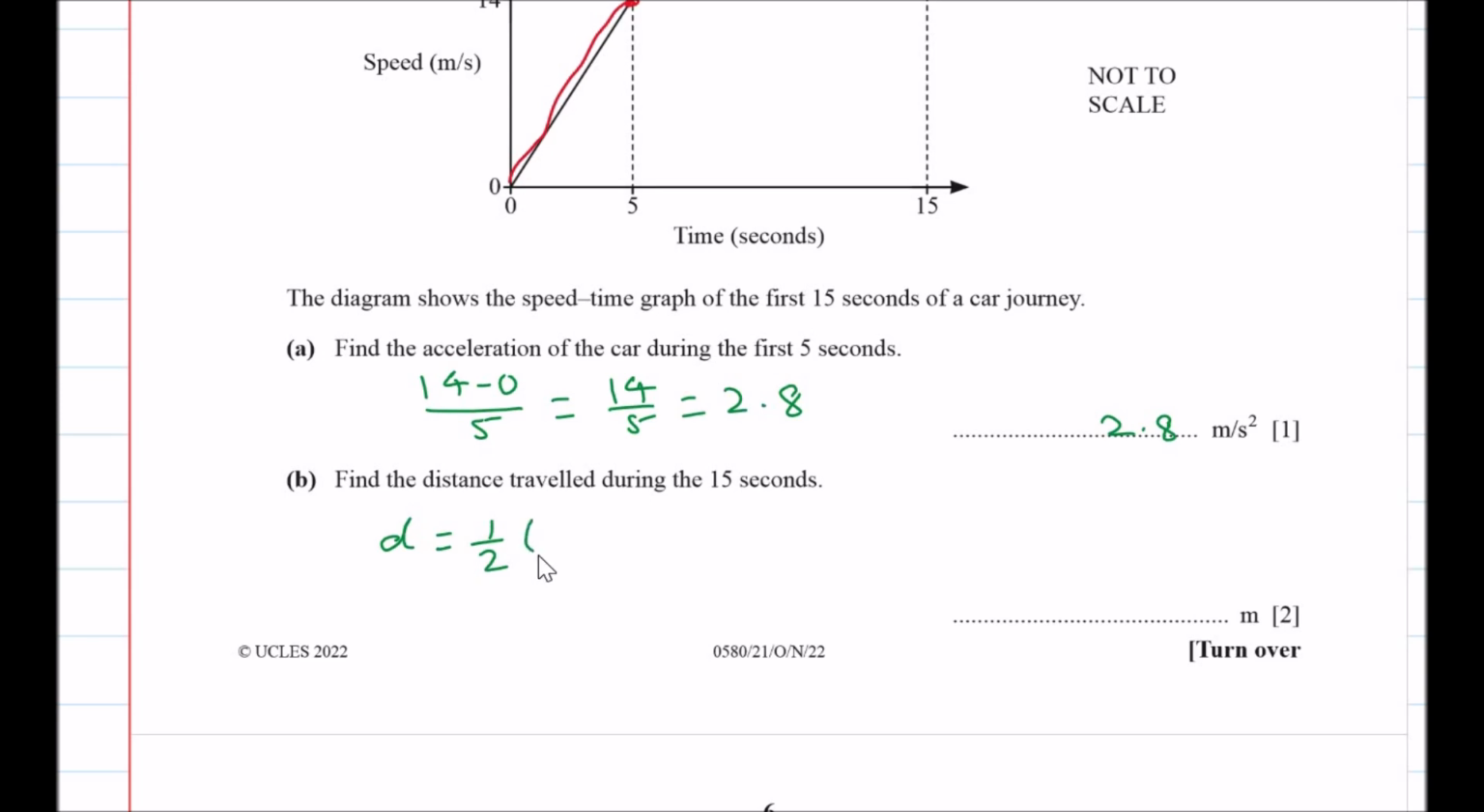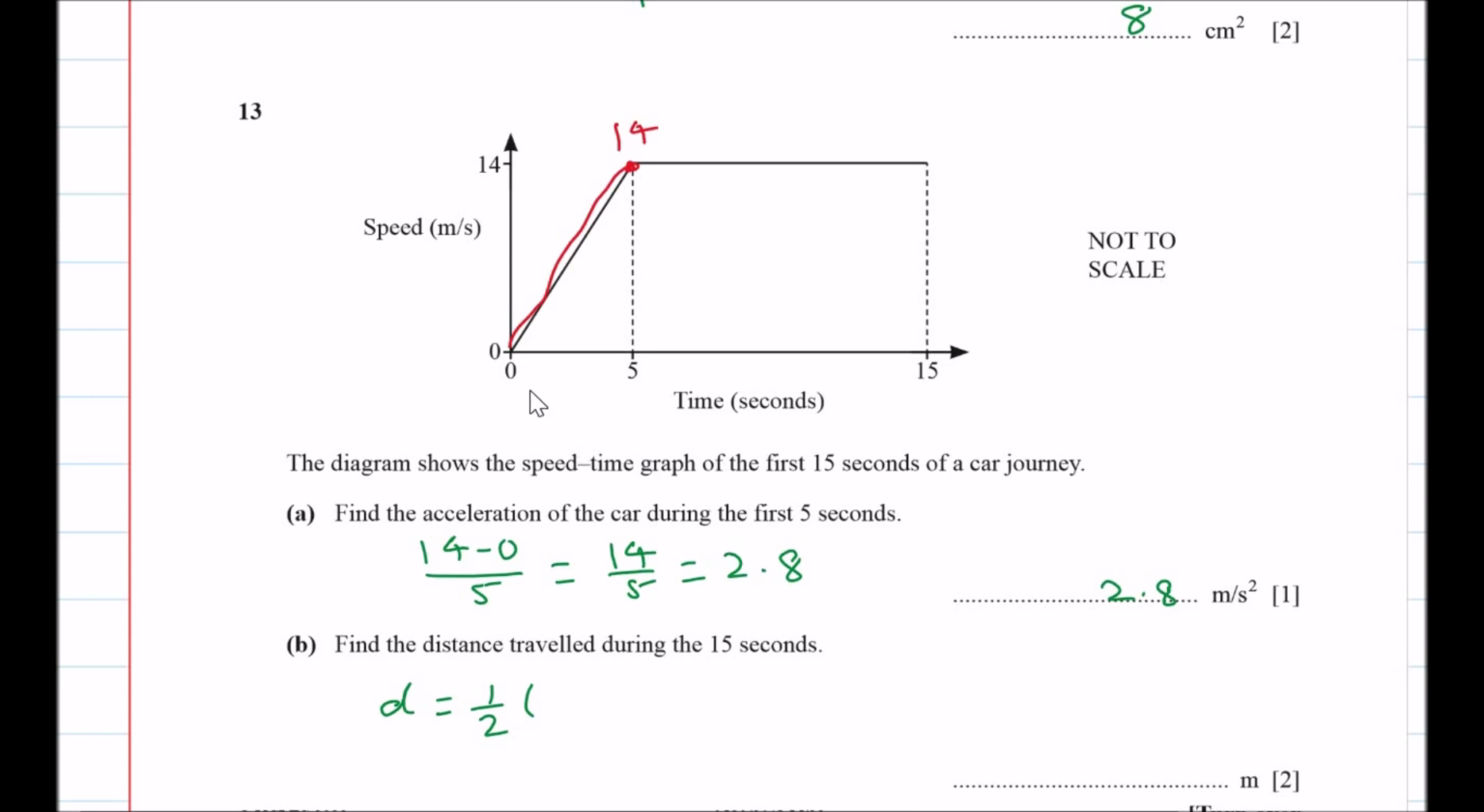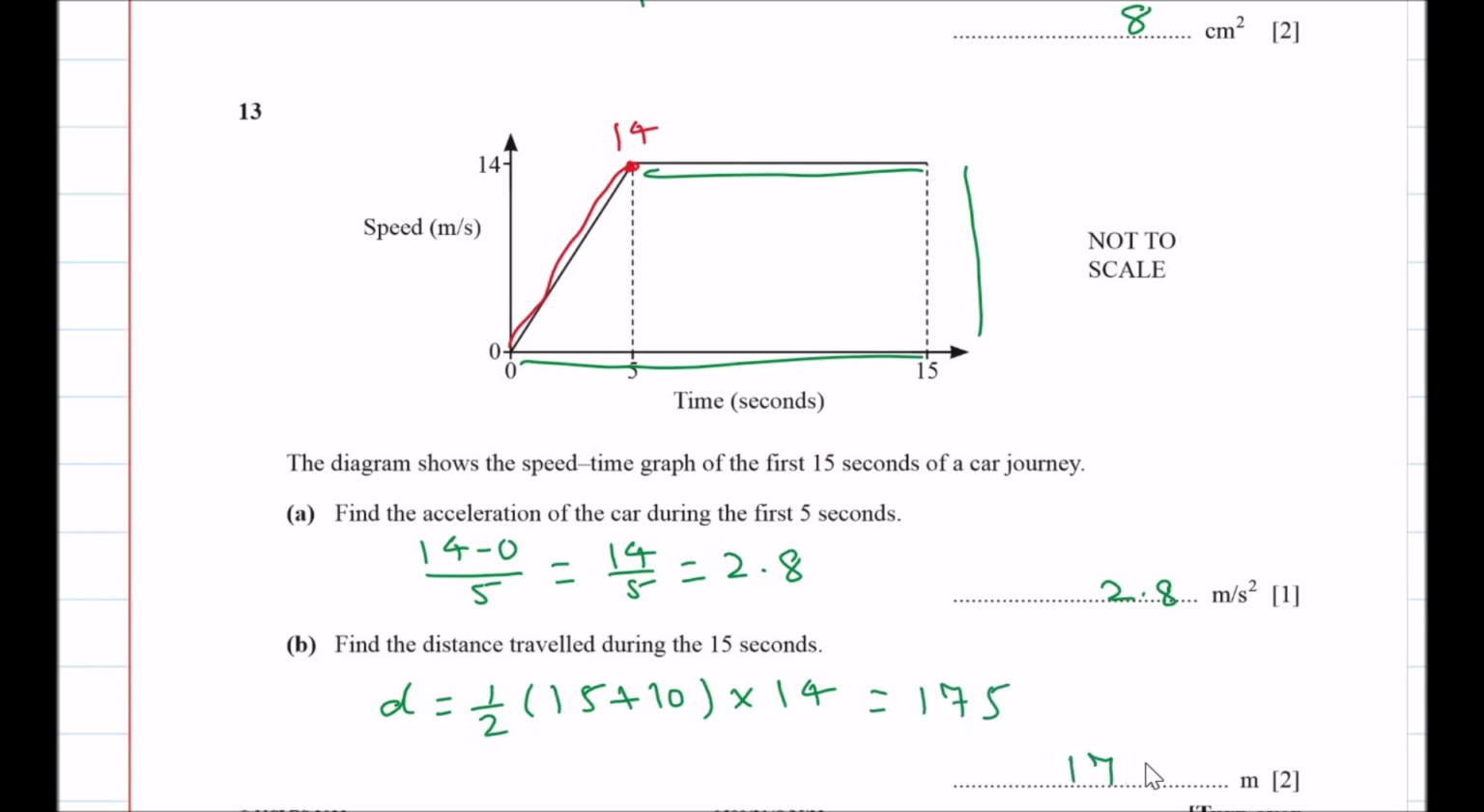So half, sum of parallel sides, right? Sum of parallel sides is from here to here 15, and then this side 10. So 15 plus 10 into height. Height is from here to here, that is 14. And if you simplify this, we get 175. 175 meter. Okay.